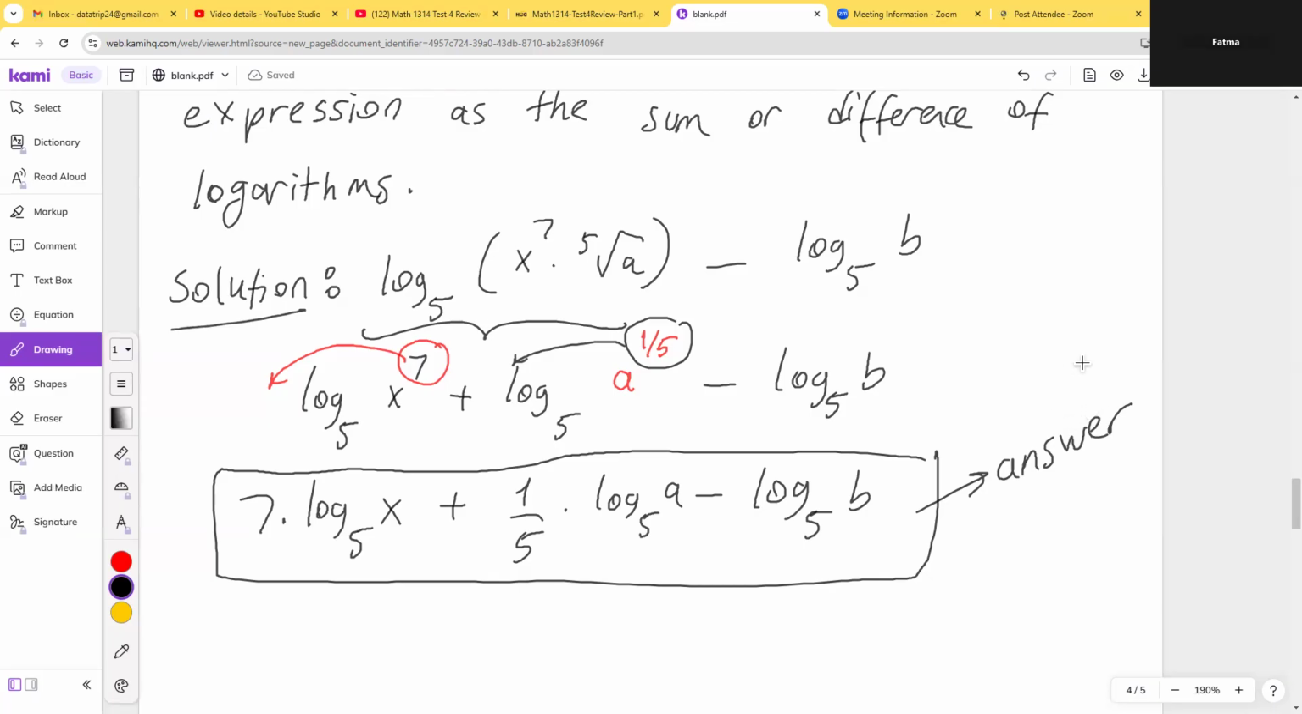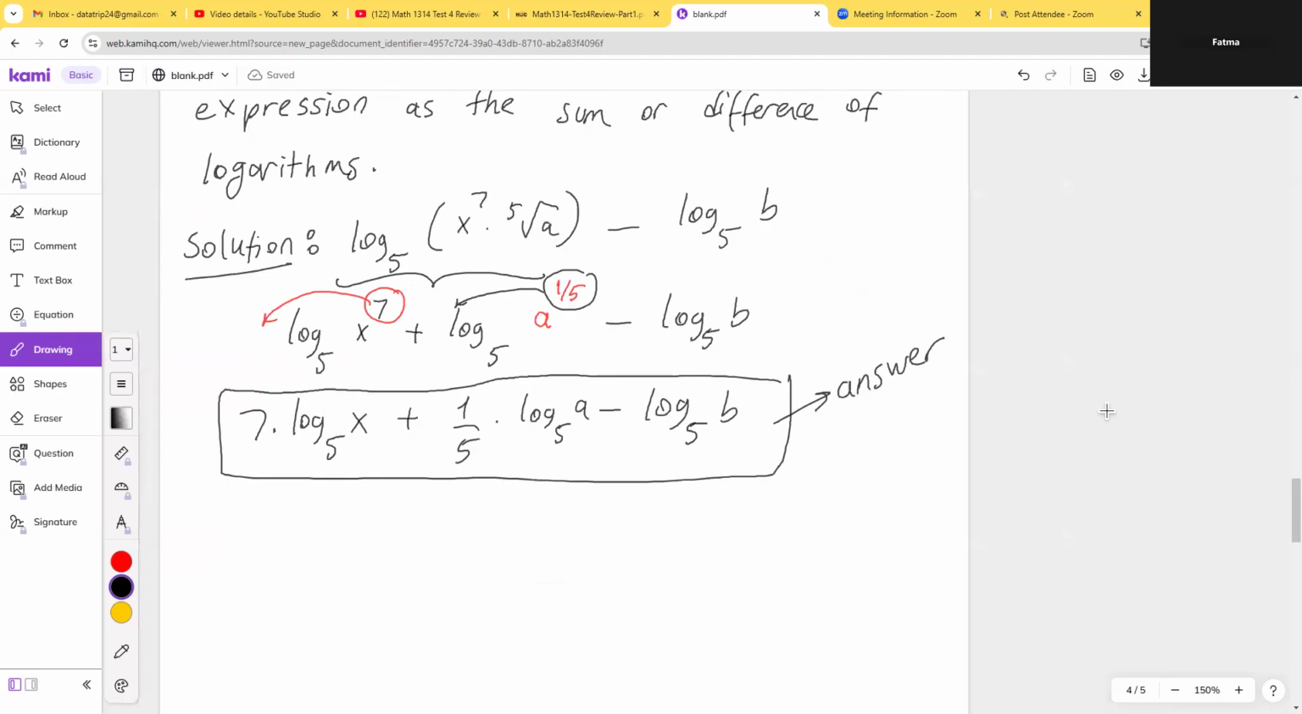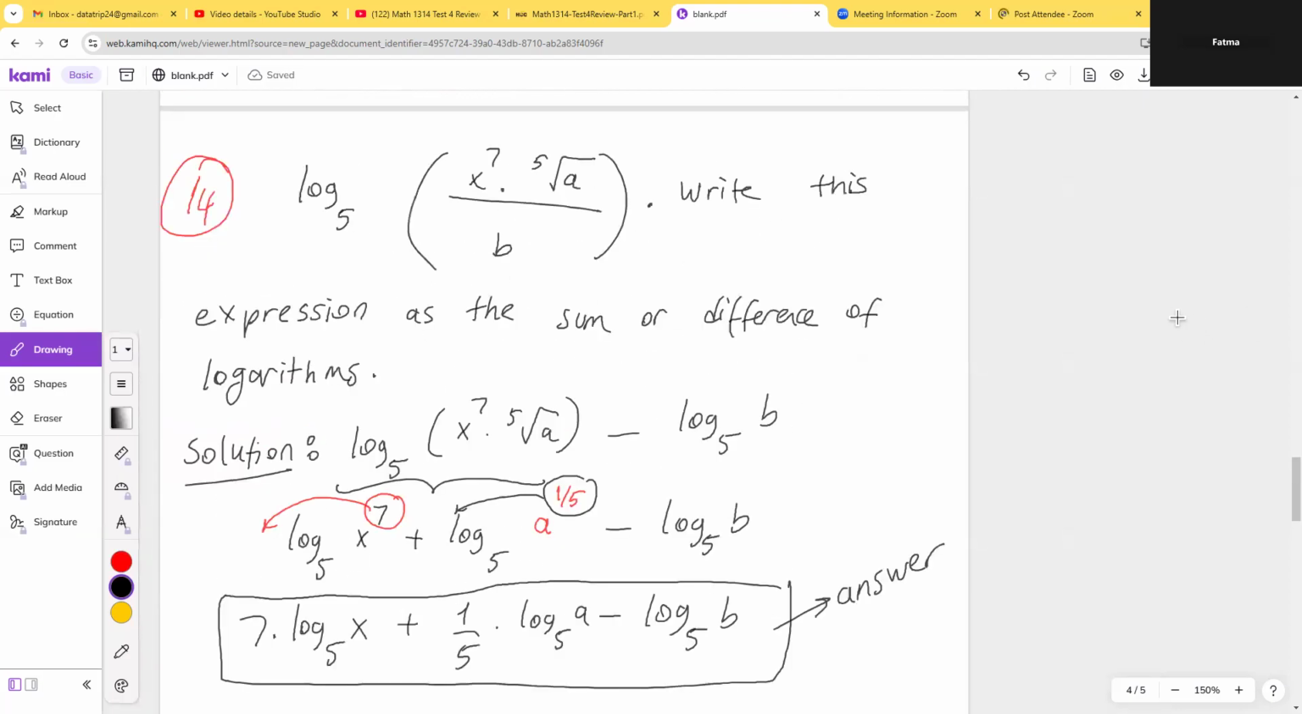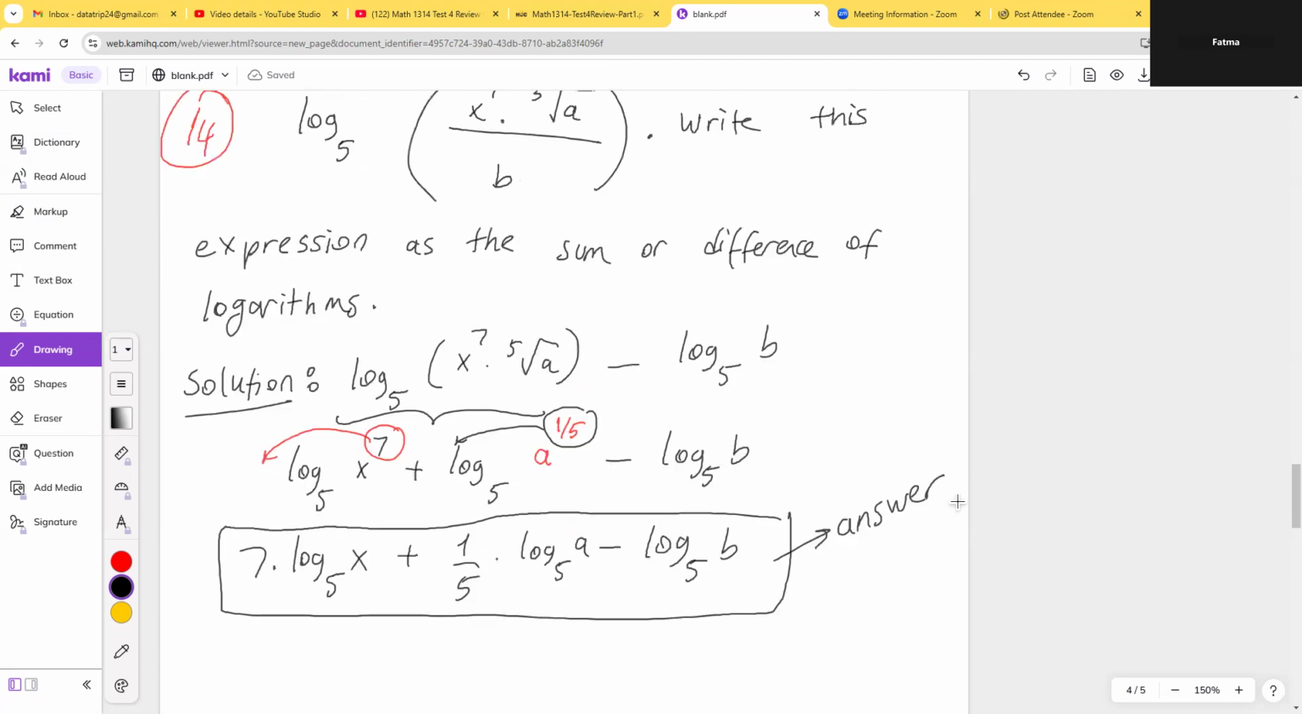All right, that's our number 14, which was from 4.4. We have one last question left to study for the test. Then you guys will be ready for taking the test on Wednesday. So the last question is from 5.4.